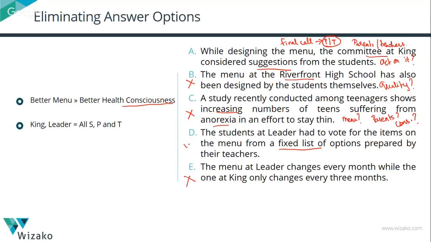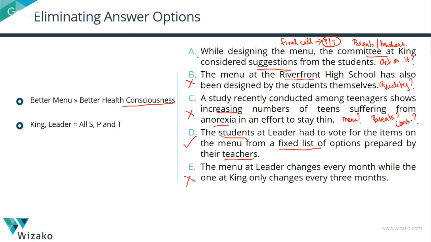So D would be a better option than A, because in A, the responsibility for deciding the menu is still completely in the hands of the parents and teachers, whereas in D, the responsibility for designing the menu is now split between the students and the teachers. The options given by the teachers have a larger role to play in D than the suggestions given by students as mentioned in A. Because here it's a fixed list and they are forced to choose from that.